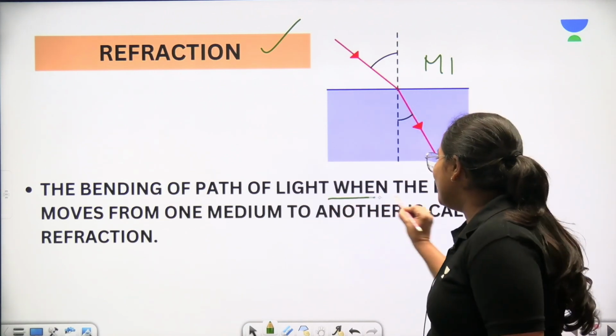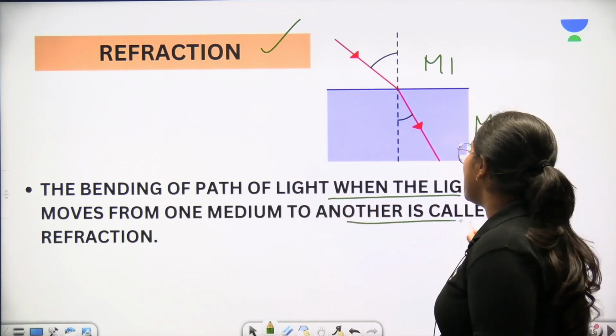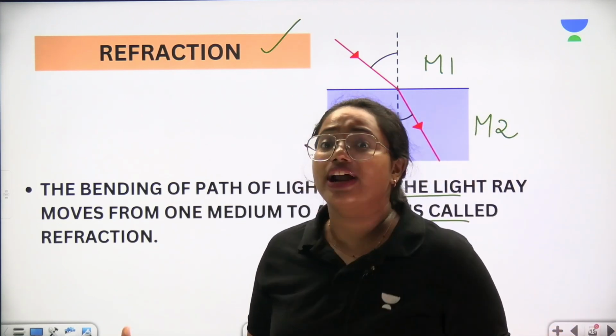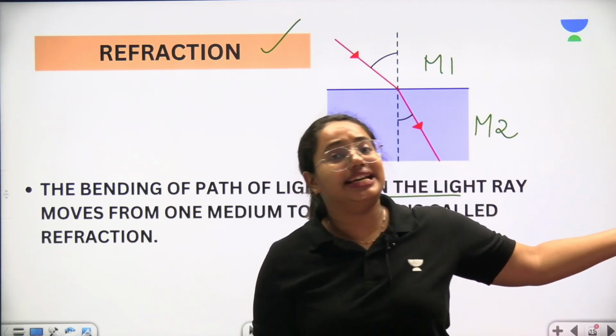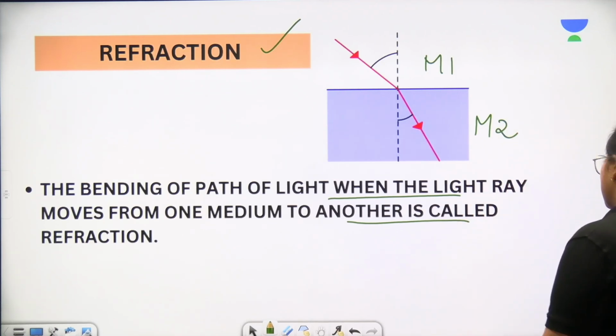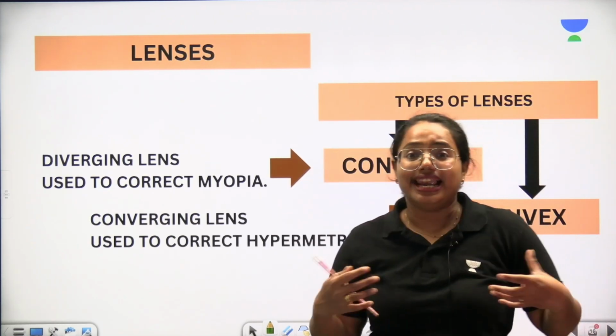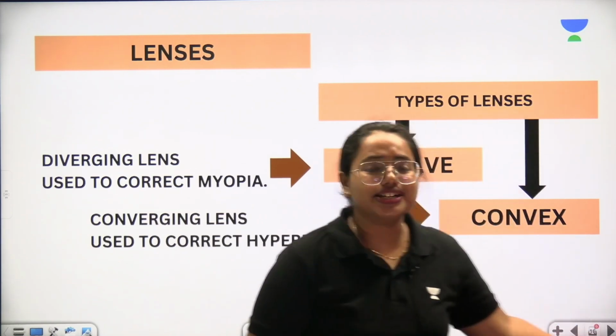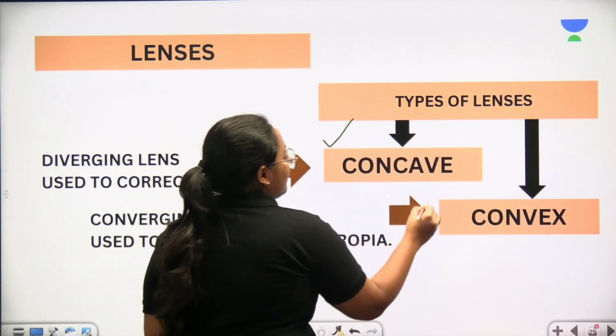Yes. So the bending of light, when light ray moves from one medium to another, can be called as refraction. So what happens? The speed of light definitely changes. Got it? And now we are moving towards lenses. Oh, in that itself, we have two types. What are they? Concave and convex.